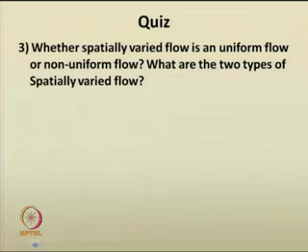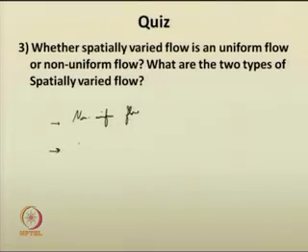So, is spatially varied flow a uniform flow or non-uniform flow? Spatially varied flow is a non-uniform flow. It is non-uniform because your channel properties can change, and not only that, the discharge is getting increased or decreased. Therefore, based on discharge also, non-uniform conditions prevail. So, it is entirely a non-uniform flow.